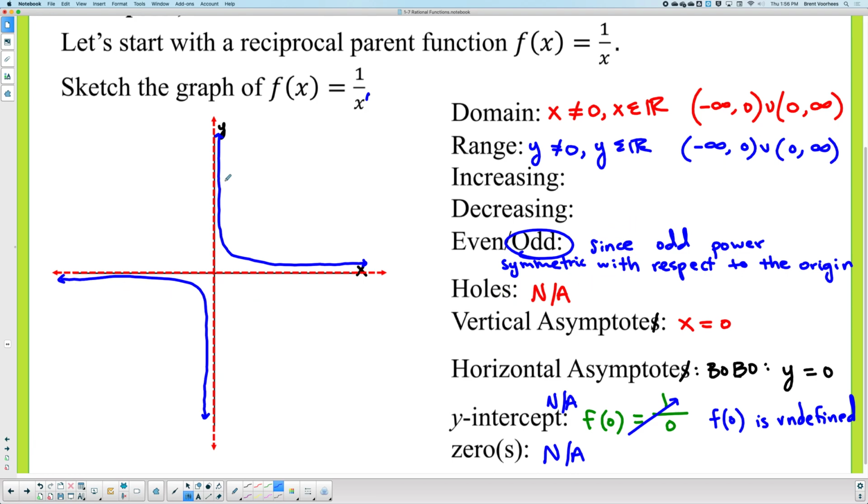And finally, looking at the graph, does it increase or decrease? Let's take the first piece. What would happen here? Increase, decrease? Decrease. What about here? Decrease. It also decreases. It never increases. But if it's always decreasing, we could say, if you wanted to, it strictly decreases on its domain.